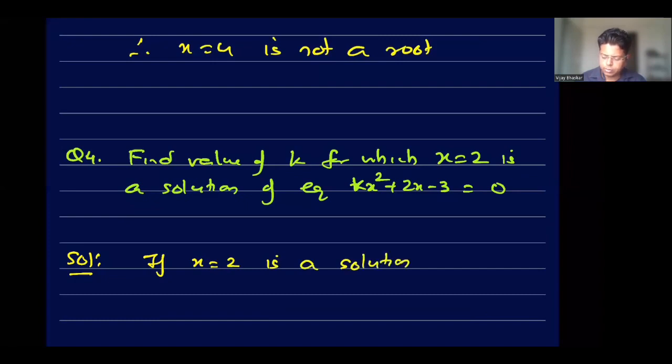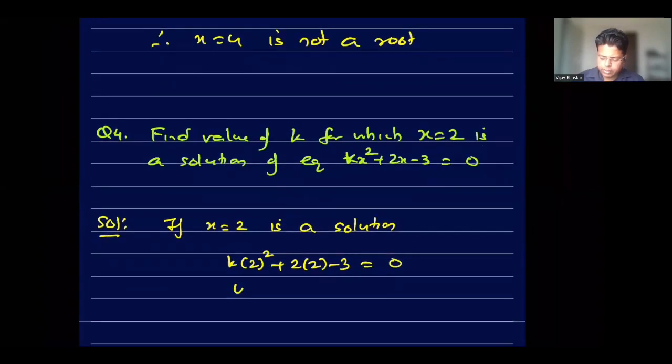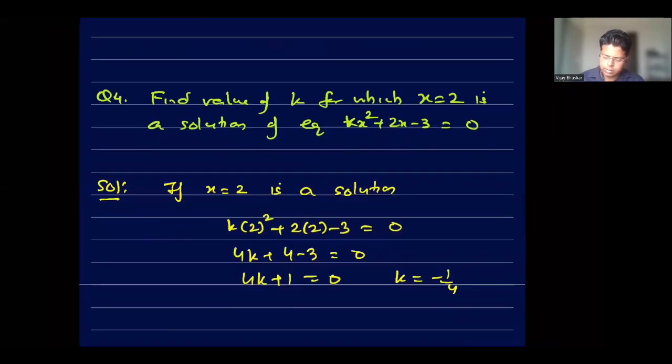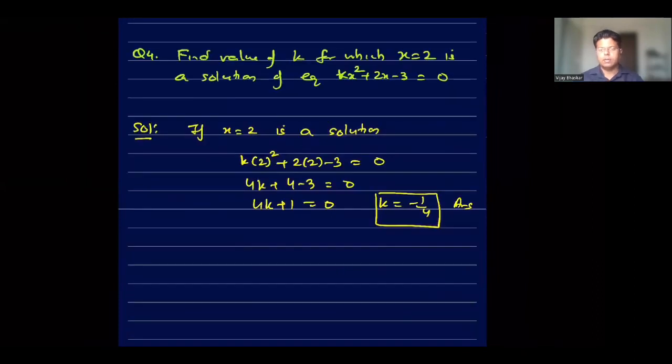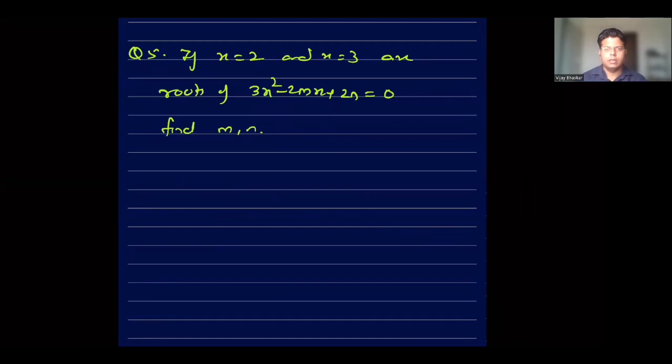Therefore k into 2 squared plus 2 into 2 minus 3 should be equal to 0. In place of x I substituted 2, so we'll get 4k plus 4 minus 3 equal to 0, 4k plus 1 equal to 0, so k comes out to be minus 1 by 4. So this is the answer. Okay, what we did: we substituted the value of x as 2 into the quadratic equation, solved it, and by solving we got the value of k as minus 1 by 4.